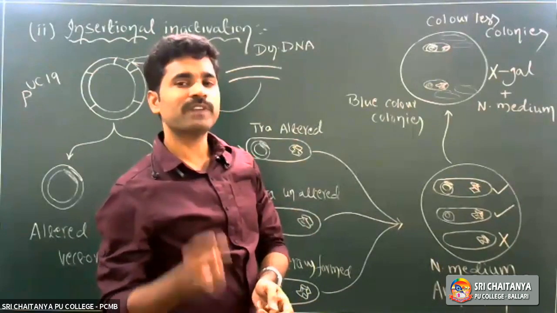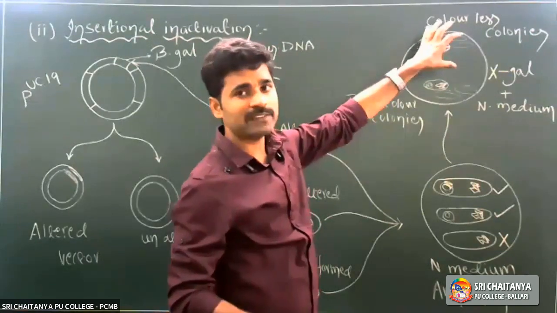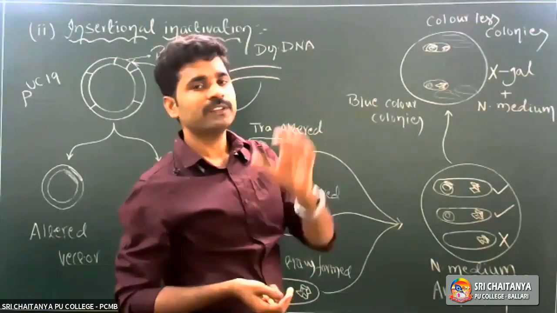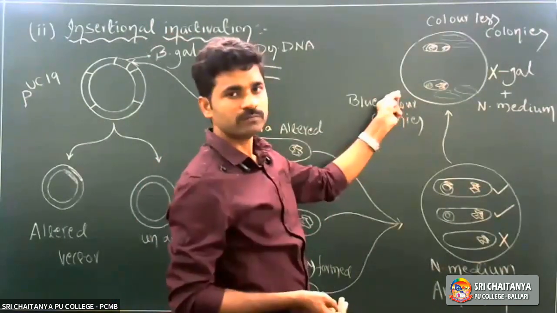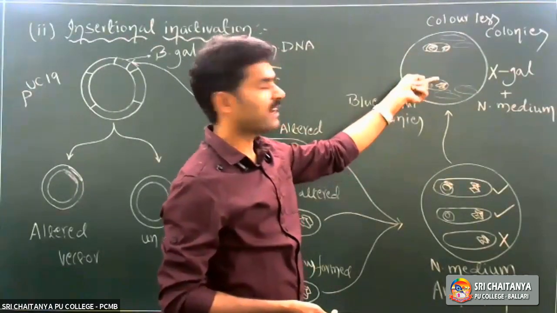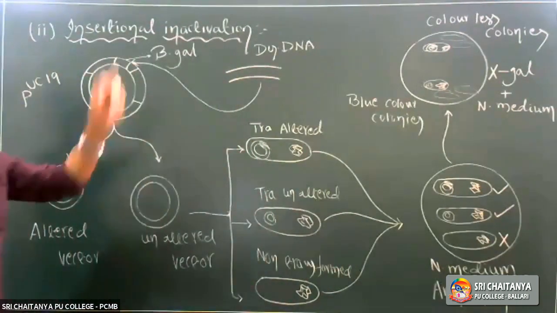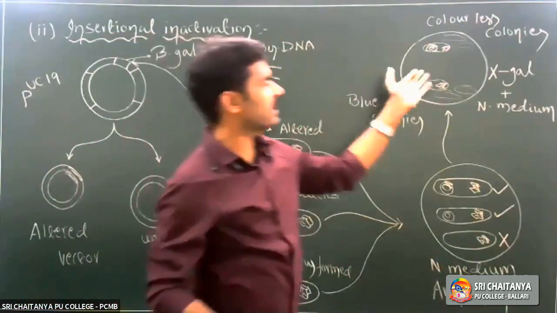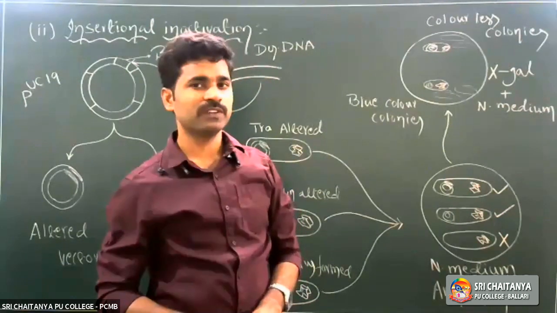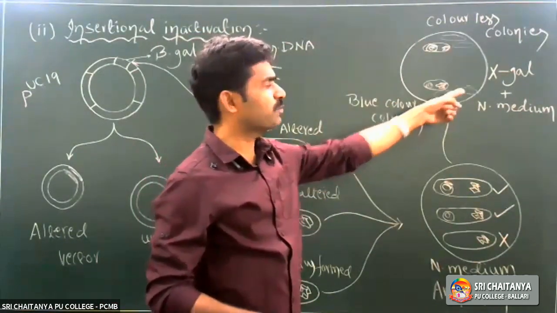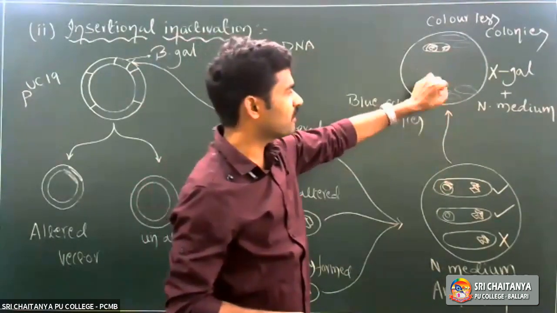Right? It doesn't convert lactose into glucose and galactose. That's the reason those bacterial cells do not absorb blue color. And the remaining bacterial cells, the unaltered vector containing bacterial cells, consist of the beta galactosidase enzyme sequence. As usual, that sequence undergoes transcription, translation, and synthesizes beta galactosidase enzyme in these bacterial colonies. So they convert lactose into glucose and galactose and absorb blue color from the surroundings.